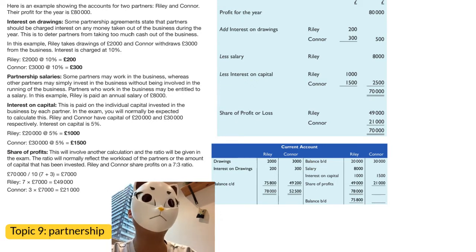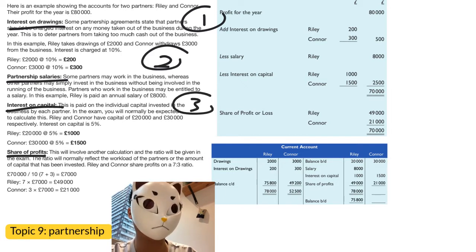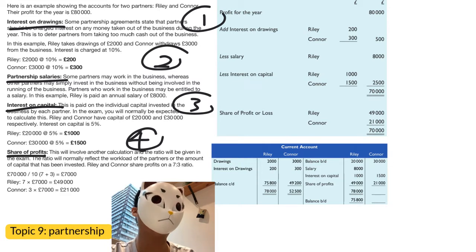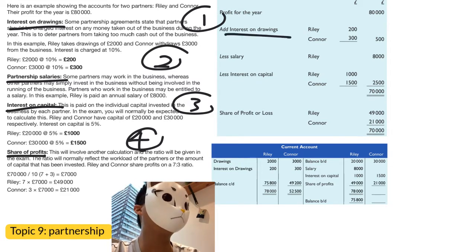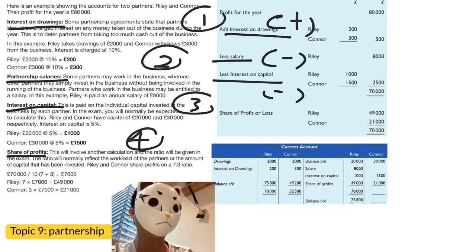First of all, you have to understand that after the profit for the year, there are a few new items. We call them interest on drawings, partnership salaries, interest on capital, and share of profits. 1, 2, 3, 4, 4 steps. So when you do it, interest on drawings is an add, but for the salary and interest on capital it is a minus. So you have to bear in mind, otherwise you may make mistakes.